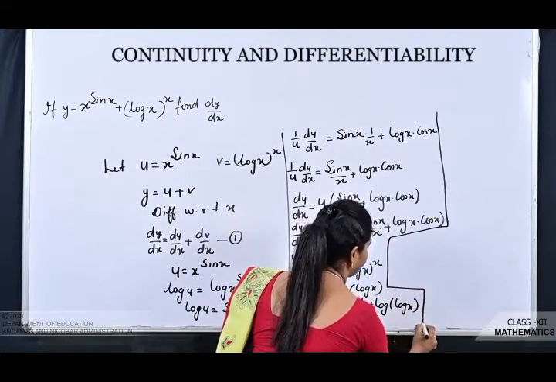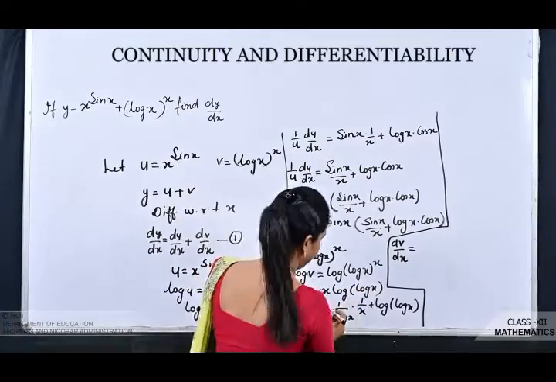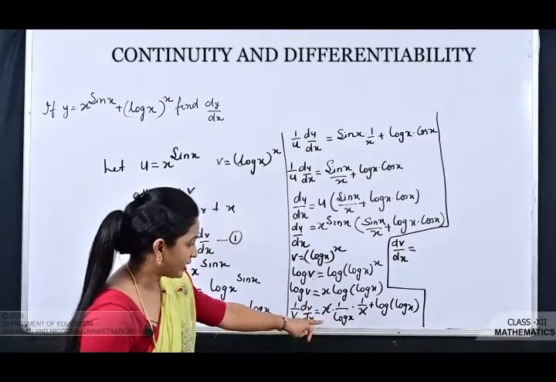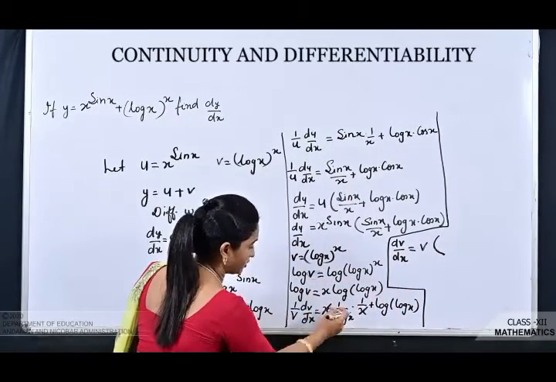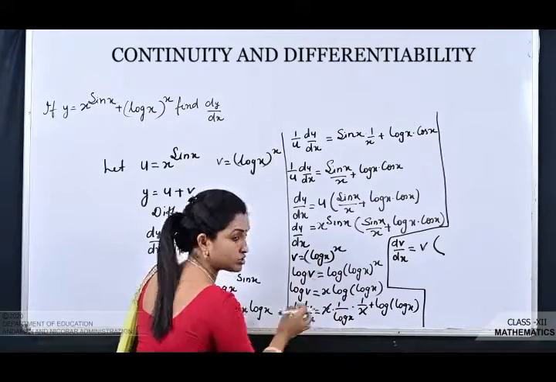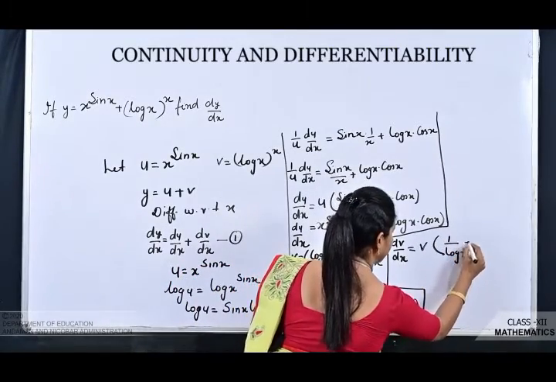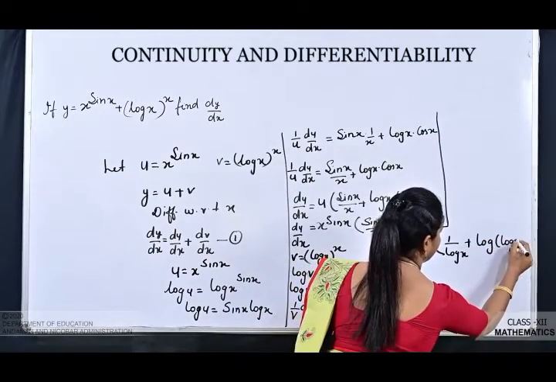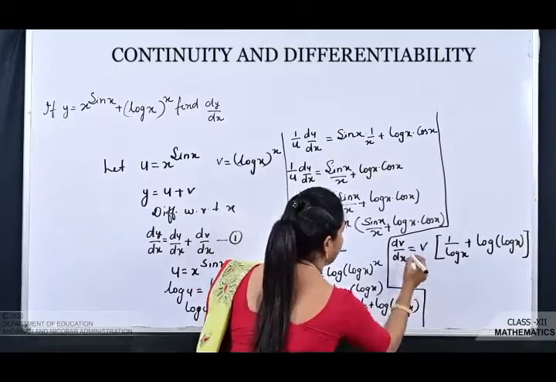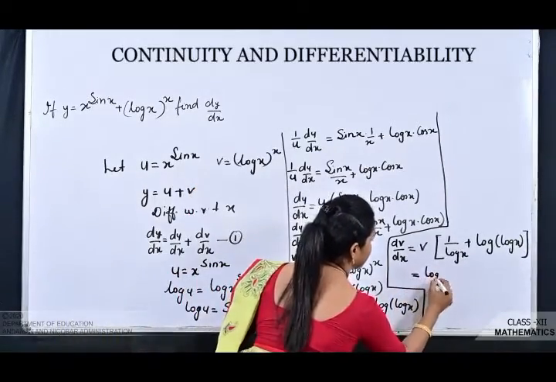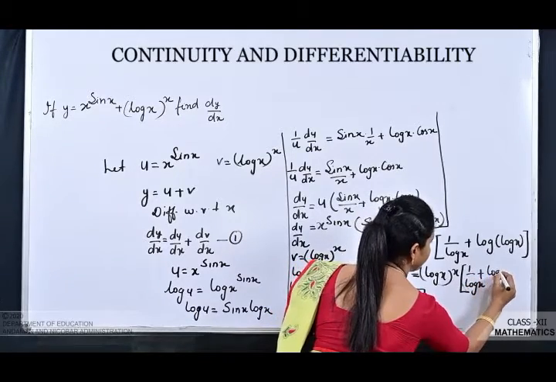Now finally, if you see, dv by dx is equal to what you got. Here the x and x will cancel. So what did you finally get? v will be multiplied there, because you have to find dv by dx. So v has to go to that side, and v will be multiplying the whole term, so it is 1 by log x plus log of log x. Okay, you will replace v by log x the whole power x into 1 by log x plus log of log x.